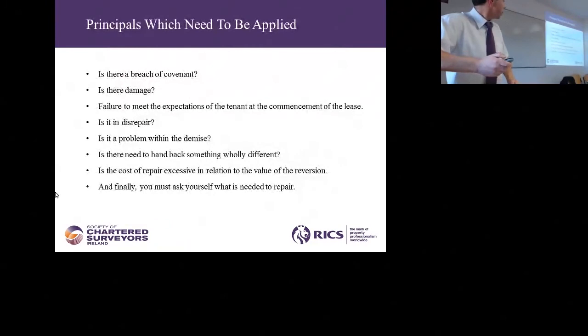So I want to look at the principles that need to be applied for every single item when you actually go to do a schedule of dilapidations. You need to establish whether or not there's a breach of a covenant, and is there any damage to the building? Is it a failure to meet what a tenant would have expected at the start of that lease? Is it in disrepair? Is it within the demise? Very often you get things happening within the boundaries, or the driveways outside. Is that part of the lease, or did the lease just take in the building? Is the need to hand something back different? Is the cost of repair excessive? And then you have to ask yourself what's needed to repair the building, and that needs to all come out in the schedule of dilapidations as such.